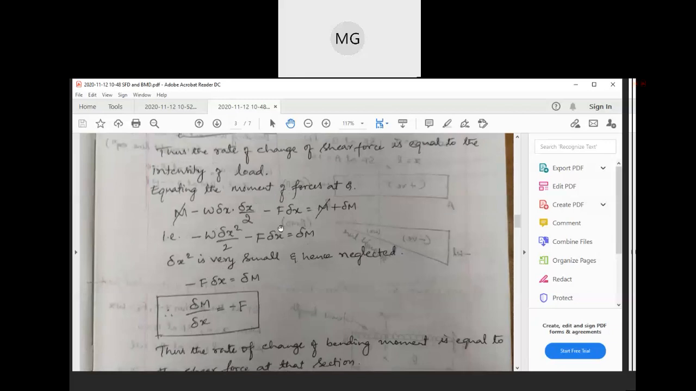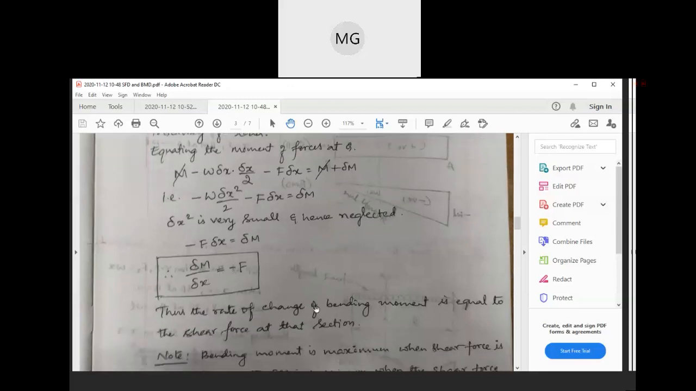Now the same derivation from here. Minus W into delta x square by 2 is very small. Delta x square is very small, so we ignore this. The remaining is minus F into delta x equal to delta M. Here M and M get cancelled. So minus F is equal to delta M by delta x. Now this is the rate of change of bending moment, which is equal to the shear force at the section. Okay. So this is the derivation.